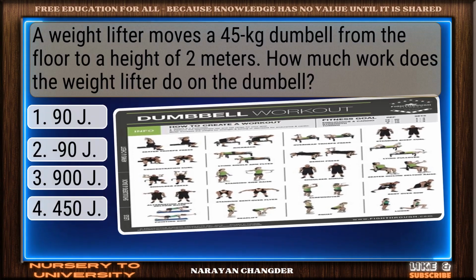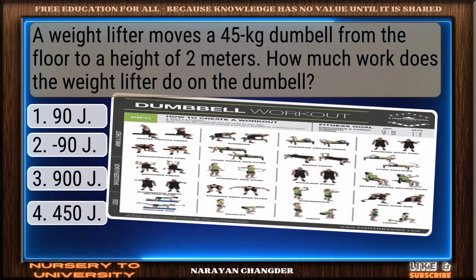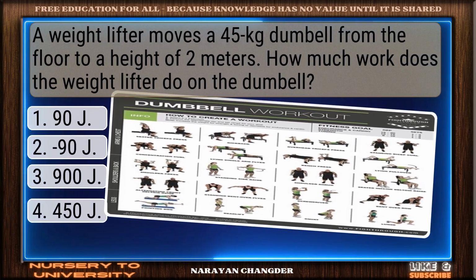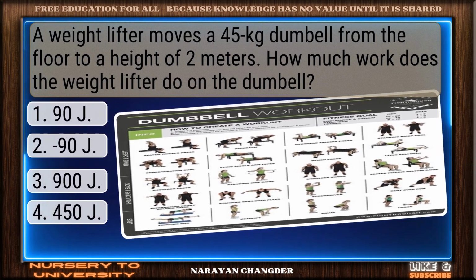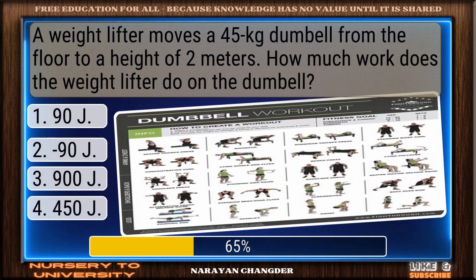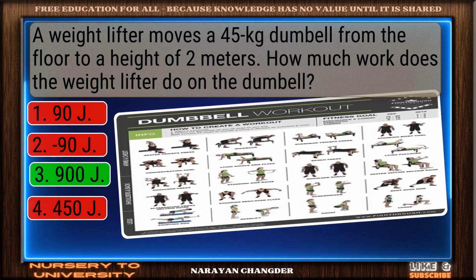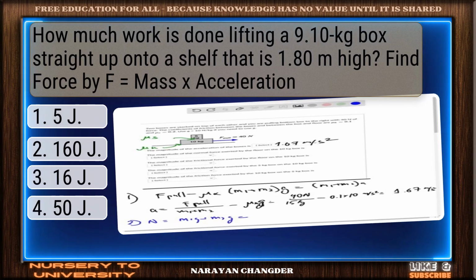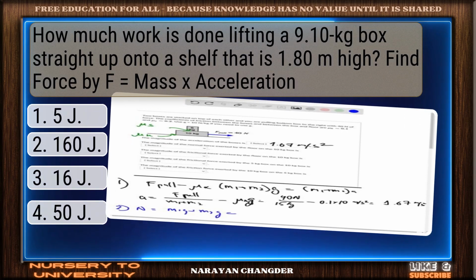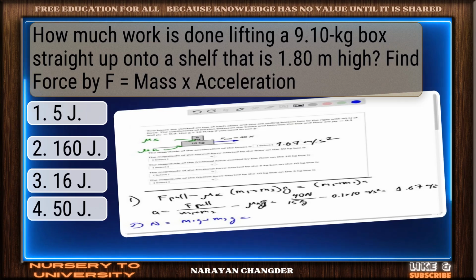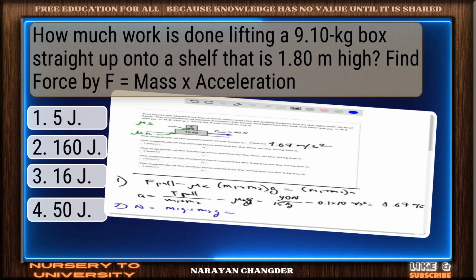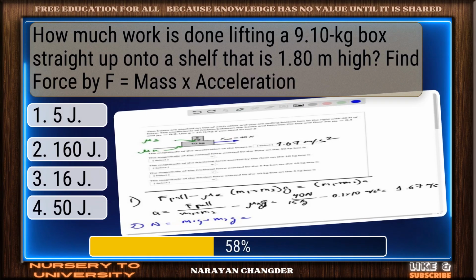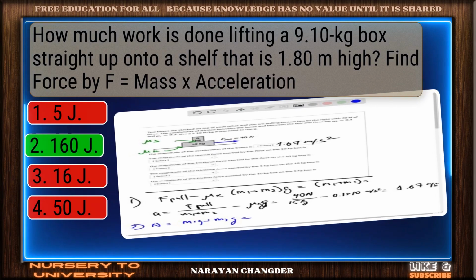Question number 18. A weightlifter moves a 45 kg dumbbell from the floor to a height of 2 meters. How much work does the weightlifter do on the dumbbell? Great job. 900 J is the accurate answer. Question number 19. How much work is done lifting a 910 kg box straight up onto a shelf that is 180 m high? Find force by F equals mass times acceleration. Valid point. 60 J is true.